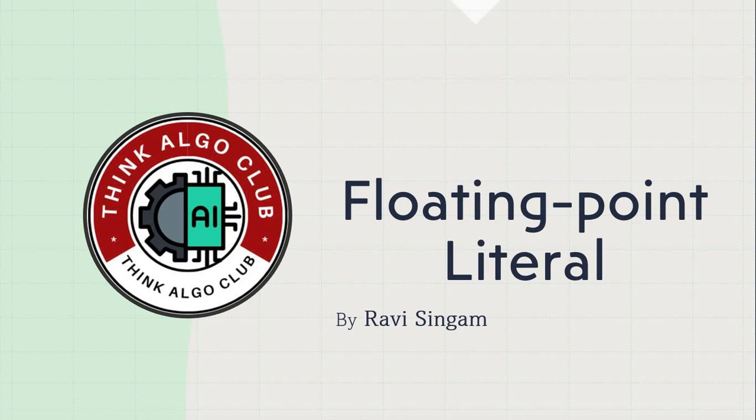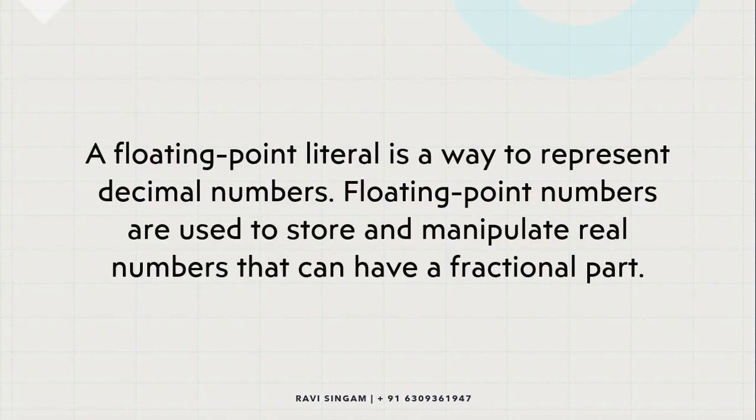What are floating point numbers or literals? Floating point numbers or literals are a way to represent decimal numbers. Any number with a decimal point or fractional part is a floating point number, and these numbers are used to store and manipulate real numbers that can have a fractional part.